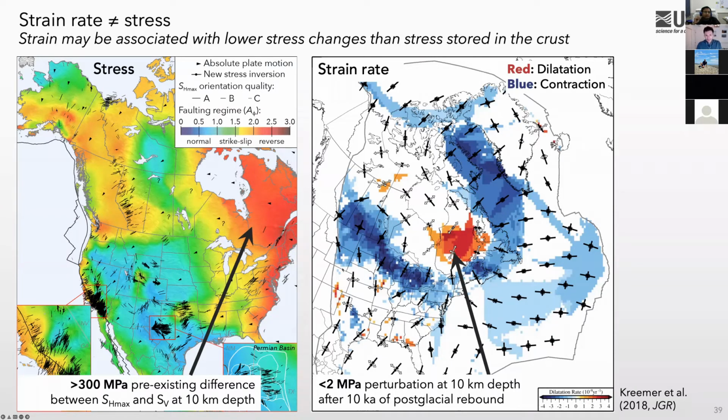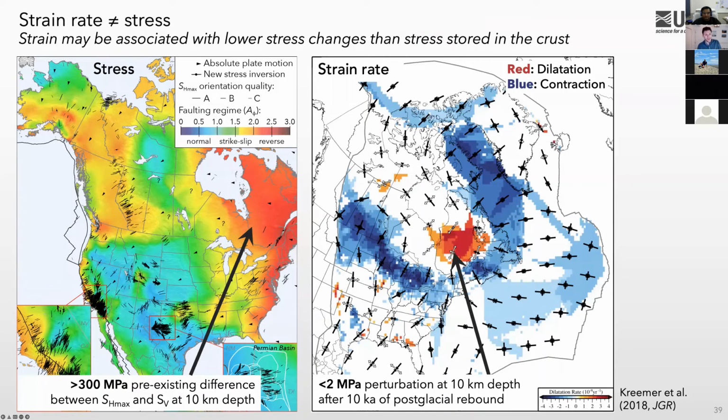Here we're looking at the more stable eastern parts of North America. The stress map is on the left, and the strain rate map from Cornet, Kramer, and others is on the right. The strain rates are very low in this area, on the order of 10 to the negative 9 per year, because this is a more stable part of the continent. But you can see that the strain rate is showing almost opposite patterns of deformation to what the stress field would predict.